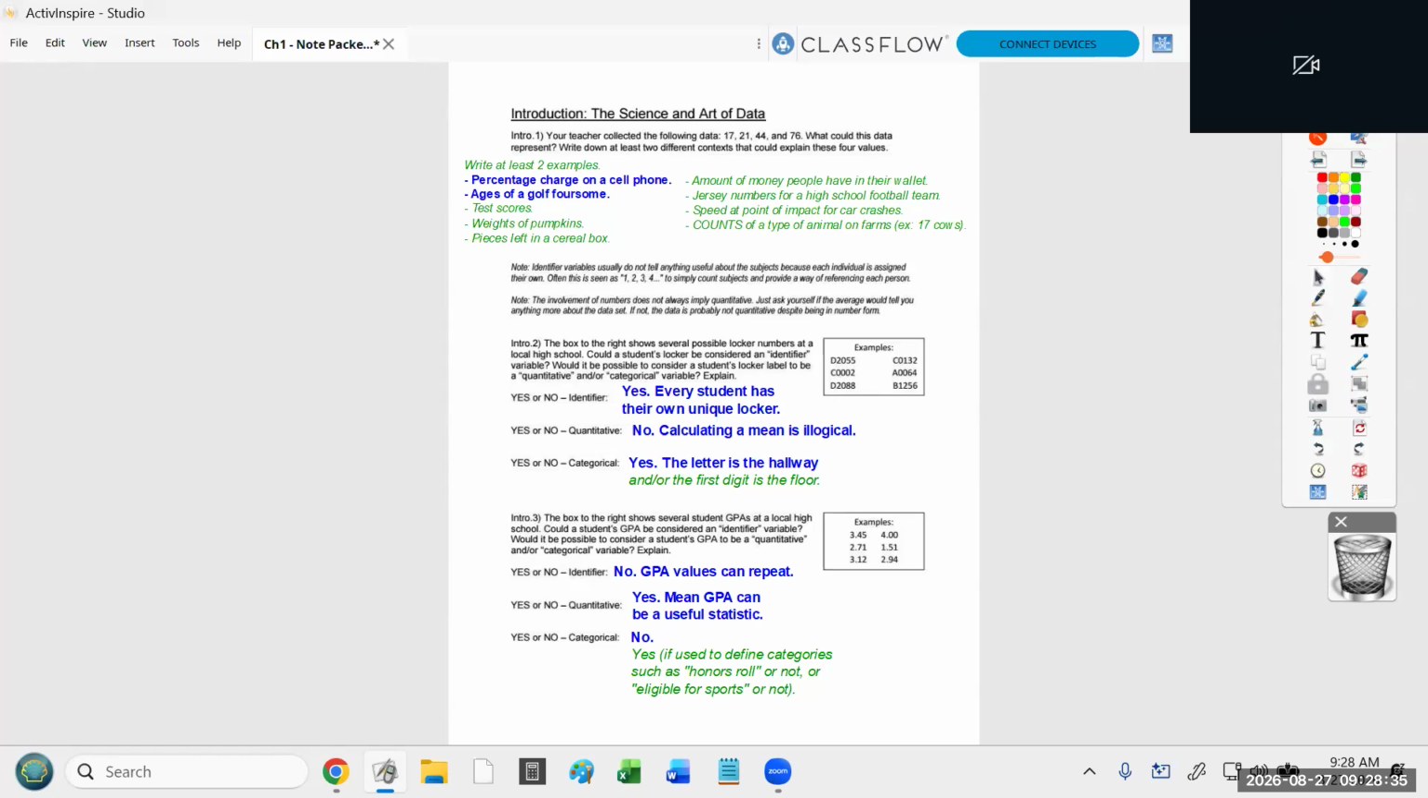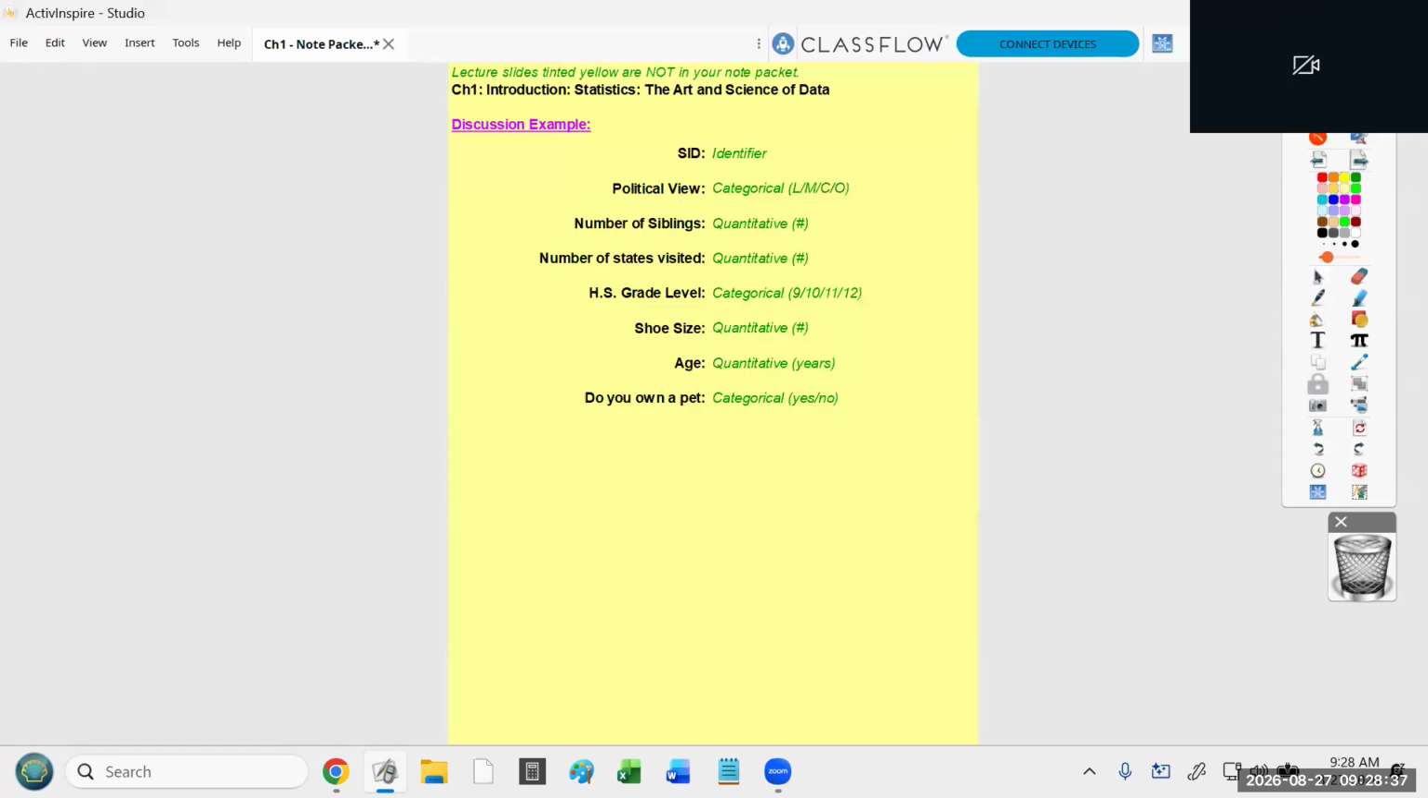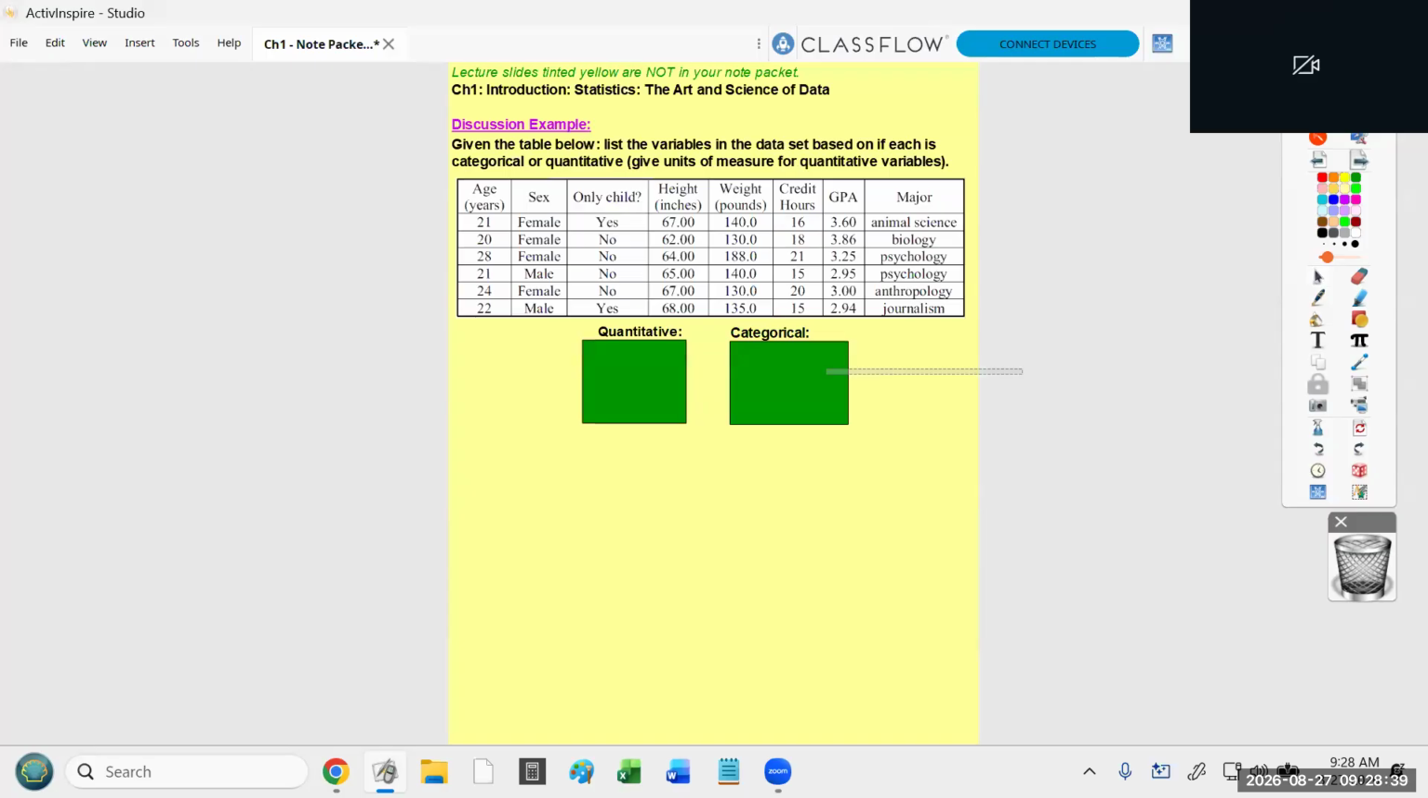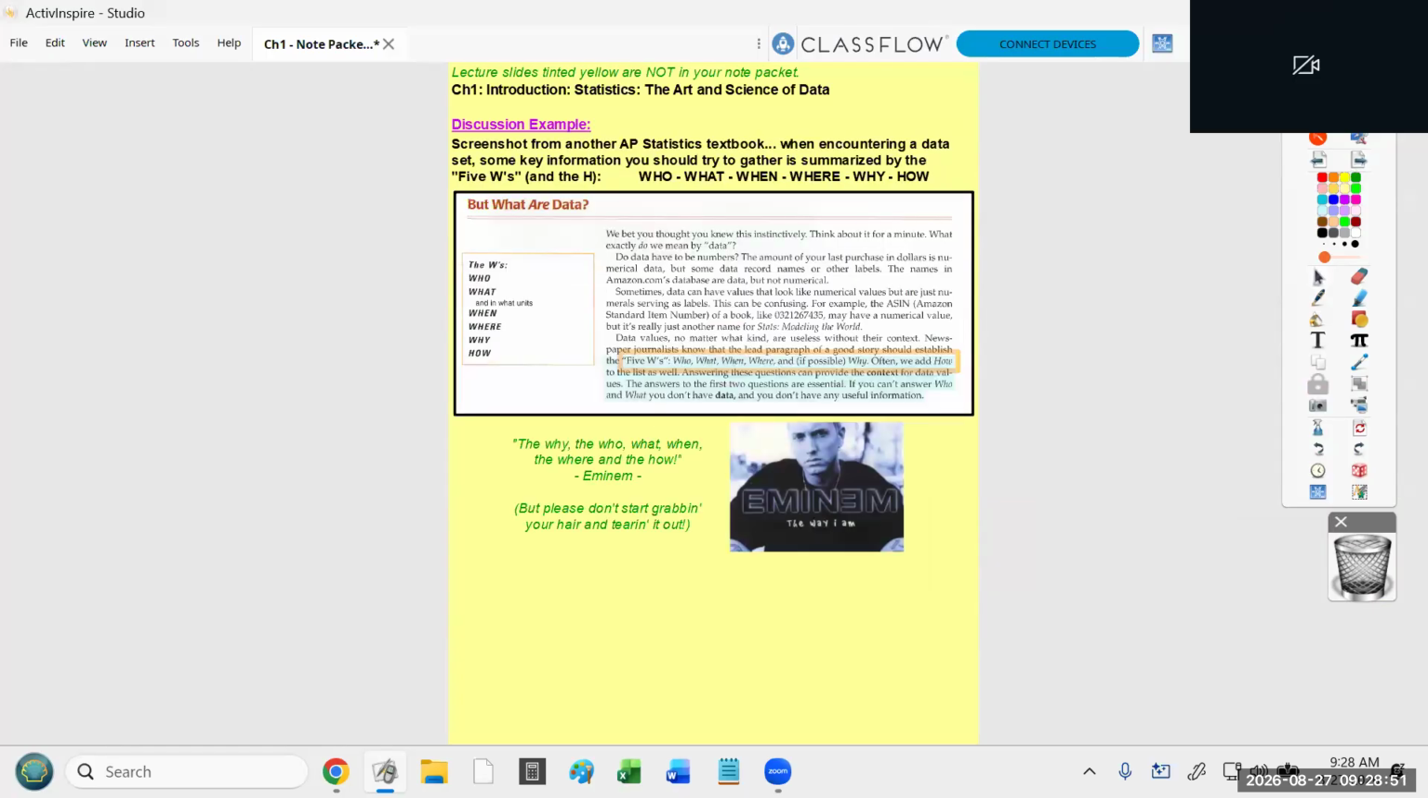Now, the other thing I want to talk about today, and I had one other example page, but I'm just going to include that in the lecture notes. This is not in your packet. It was just one other example of a chart of possible variables and which ones are quantitative or categorical. So that'll be included in the notes on Canvas in case you want extra exposure to it.